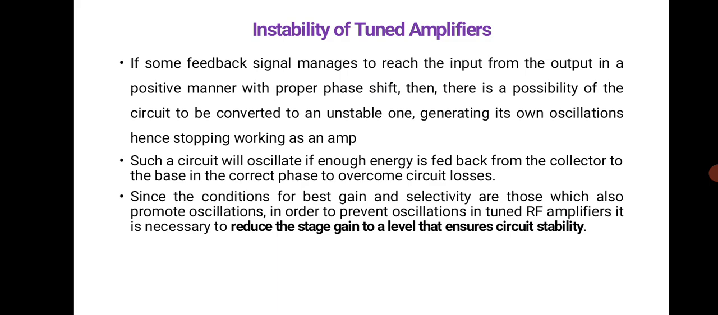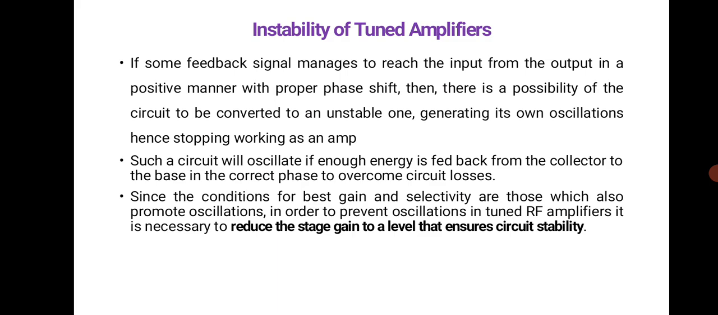So if some feedback signal manages to reach the input from the output in a positive manner with proper phase shift, then there is a possibility of the circuit being converted to an unstable one, generating its own oscillations. Hence, it will stop working as an amplifier. Such a circuit will oscillate if enough energy is fed back from the collector to the base in the correct phase to overcome circuit losses.